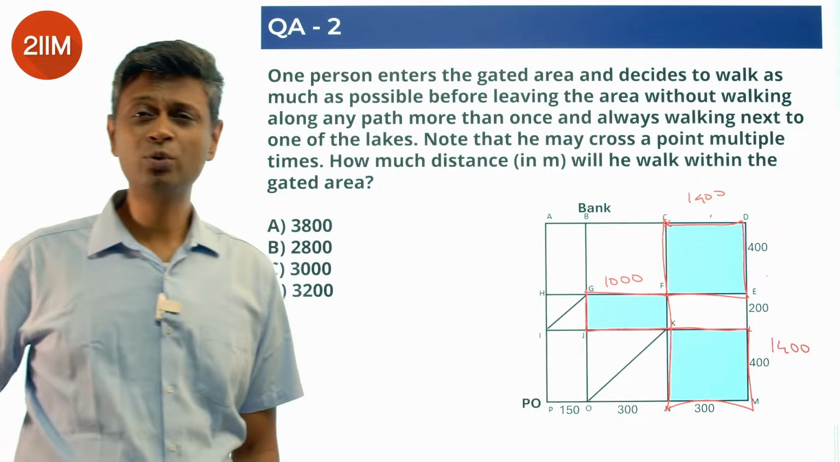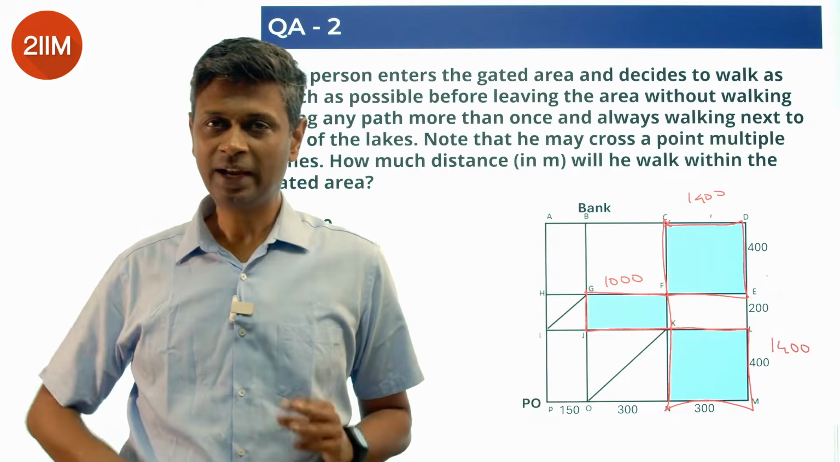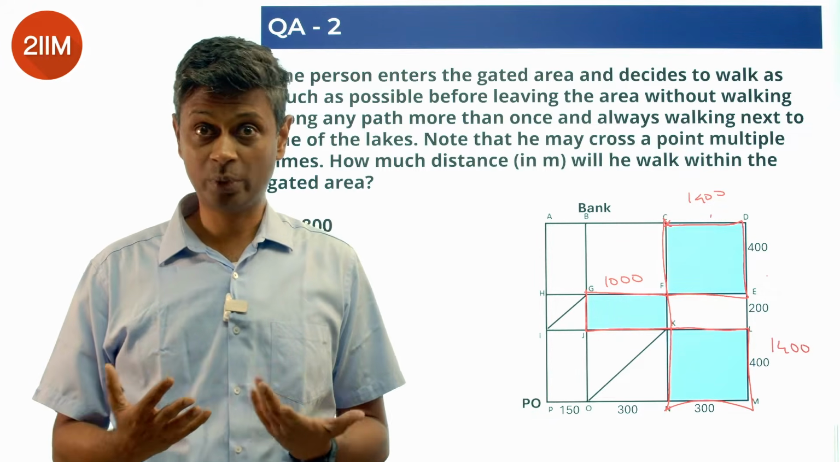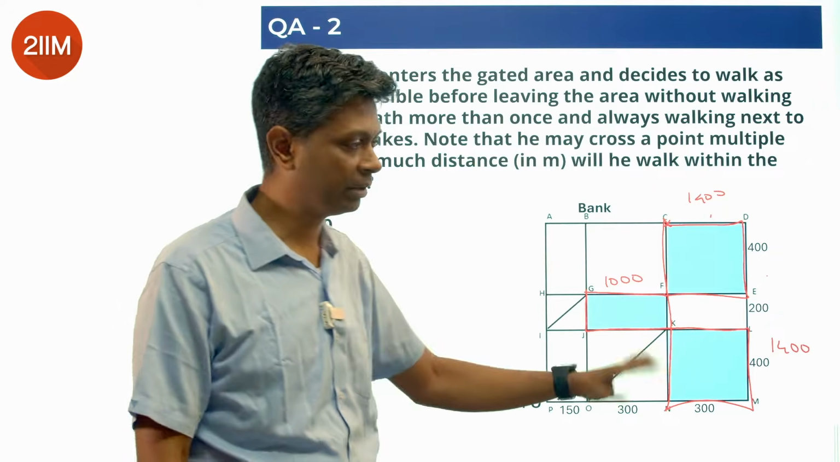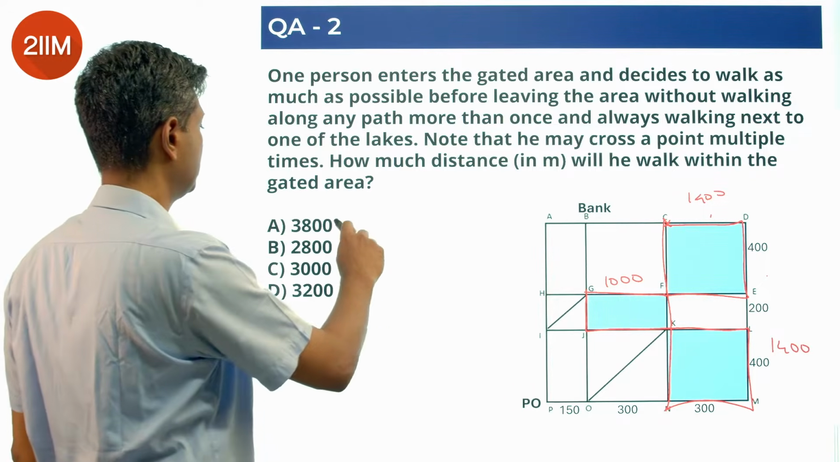Now, he should always be next to a lake, so none of these can be included. And he cannot go on any edge twice. The maximum he can do is the 3 perimeters. 1400 plus 1400 plus 1000, 3800. That is possible. That's our answer. Done.